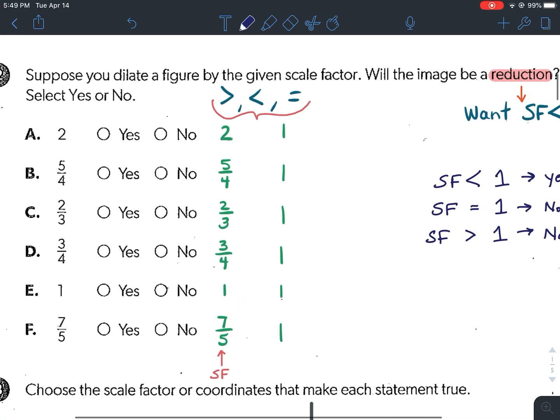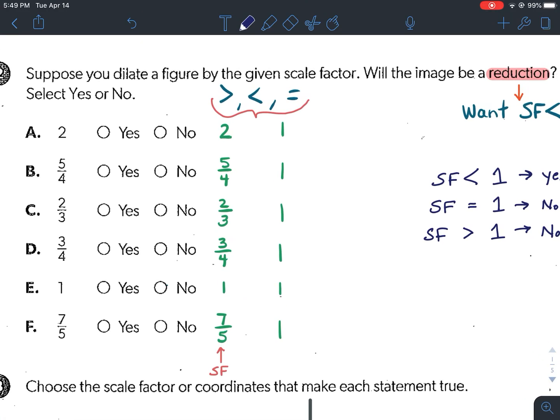Okay. So now in between the 2 and the 1, the 5/4 and the 1, the 2/3 and the 1, and so forth, you're either going to put the greater than, less than, or equal sign. So for A, if 2 is greater than 1, put the greater than sign. If 2 is less than 1, put the less than sign. If it's equal to 1, put the equal to sign.